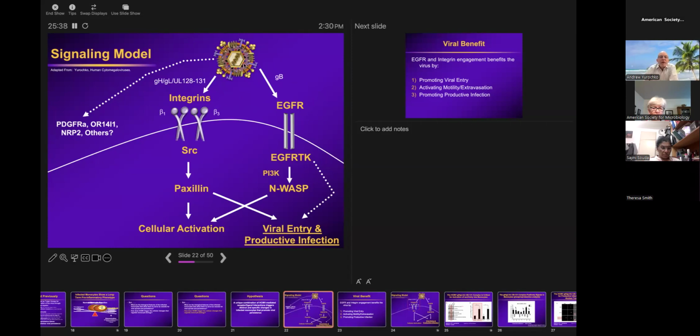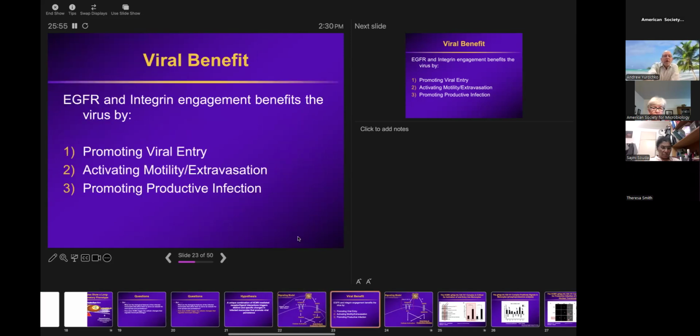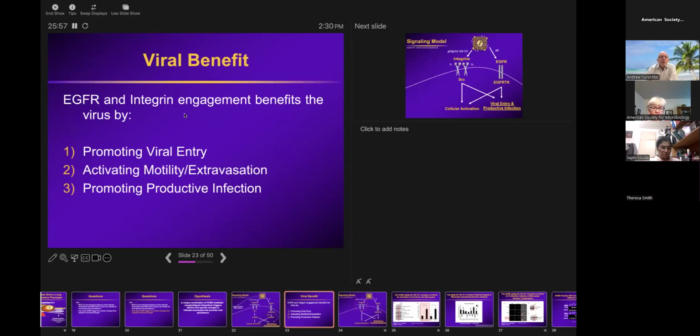But the idea is that the virus binds these glycoproteins to cellular receptors, stimulating signaling that make changes in the cell that promote viral infection. Some of them are the cellular activation. Some of them are the viral entry and productive infection. As I bolded here, this is what I want to talk about today. I just want to reemphasize what my point is, that when the virus binds to these receptors, what it's doing, it's promoting or making the cell amenable to viral entry. It's changing aspects of the cell.